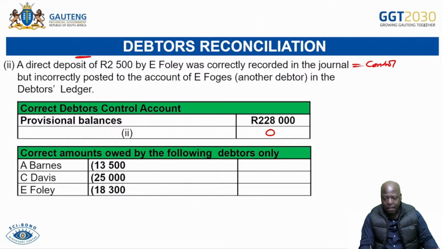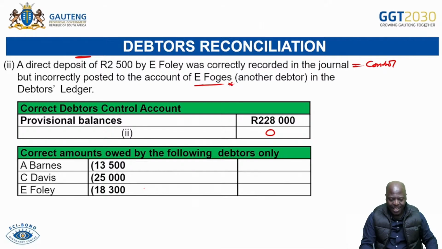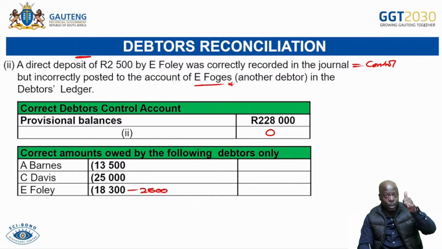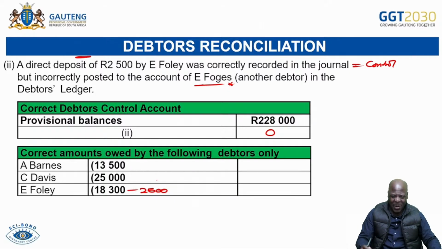But remember, this is a payment by E-Folly. We should have said minus to E-Folly, but instead we said minus to E-Fogs. So we must now go and say minus to E-Folly. So we go to E-Folly, then we say minus 2,500 to E-Folly. We good? Let's continue. Number 3.